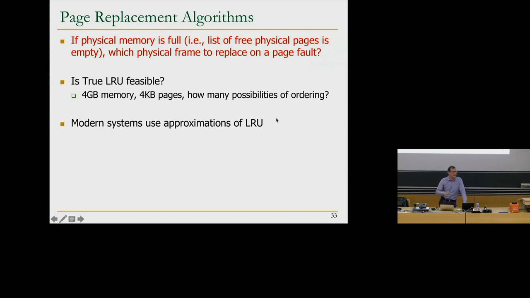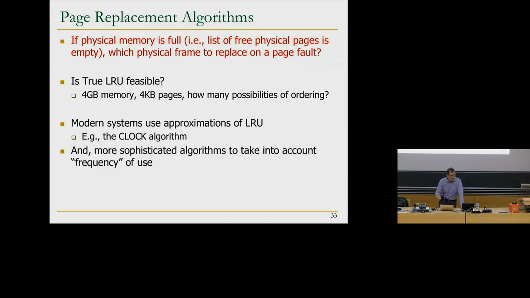Okay, so modern systems use approximations of LRU. I'm going to give you the key idea of an algorithm that many operating systems build on. They don't use the exact same algorithm, they build on it. It's called the clock algorithm, and it was developed a long time ago. More sophisticated algorithms take into account not only recency of access, but also frequency of access. How frequently are you accessing this particular page? If you're accessing it frequently, you should not replace it.